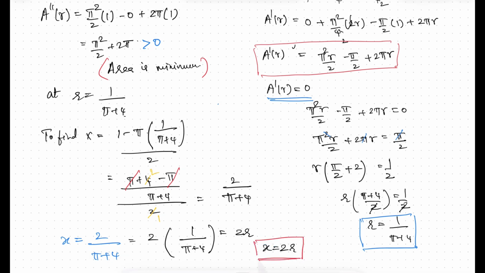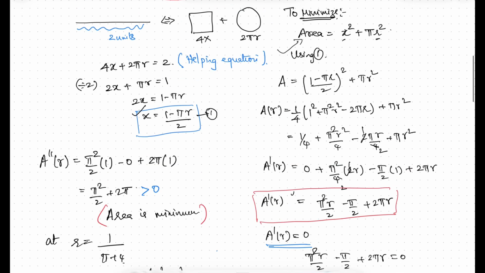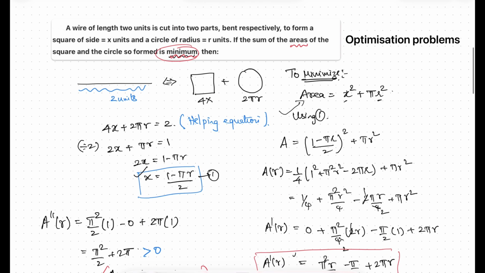This is how you'll be solving a problem on optimization using your second derivative test. So the final answer is then x is equal to 2r.